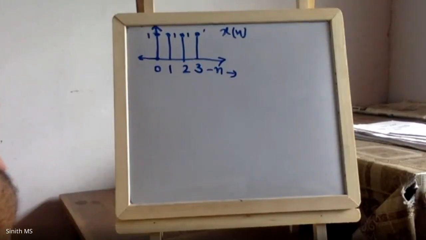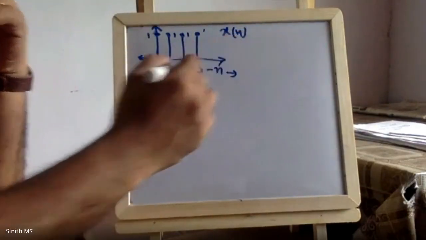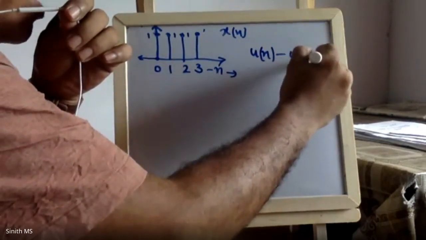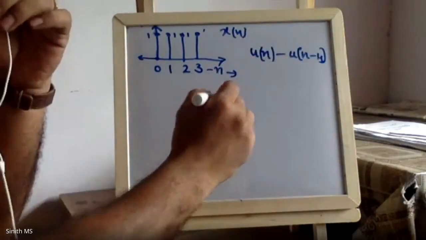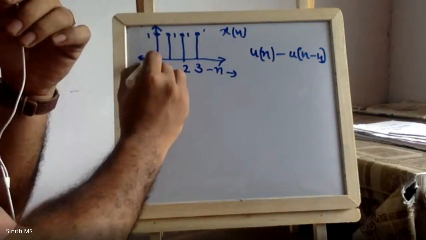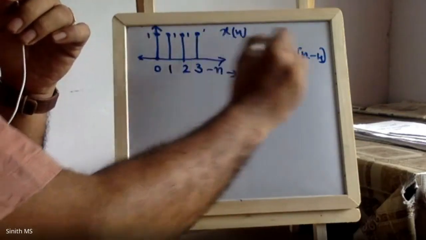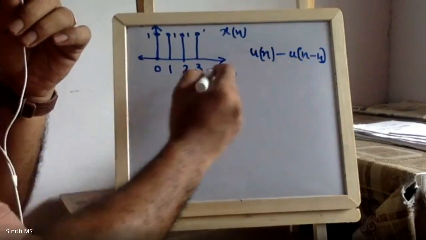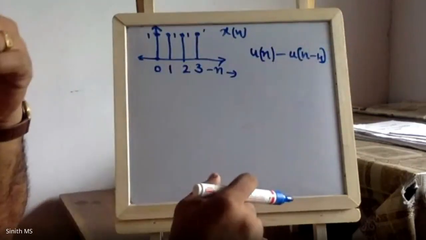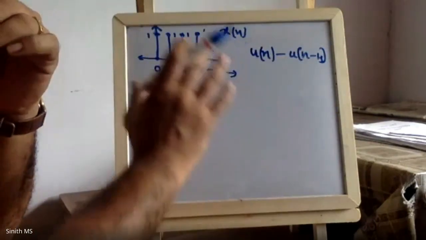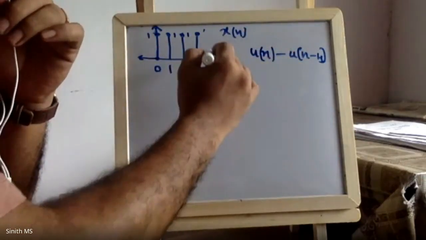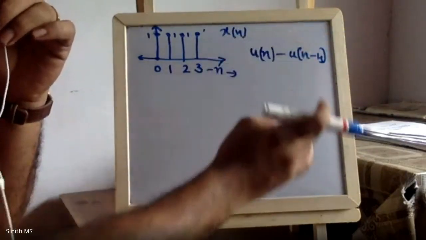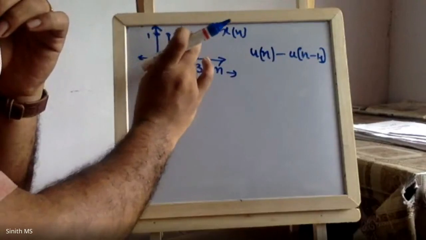Okay, so Abhishek, thank you. This is UN minus 4. So what is UN? UN is a discrete signal starting from 0 to infinity. And what is UN minus 4? It is a shifted version of the unit step signal starting from 4. So you have a signal UN, and a signal which starts from 4, and if you subtract UN minus 4 from UN, you get only the samples 0, 1, 2, 3.